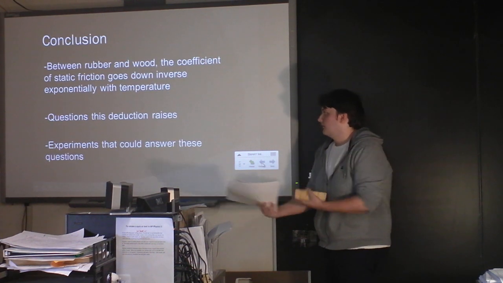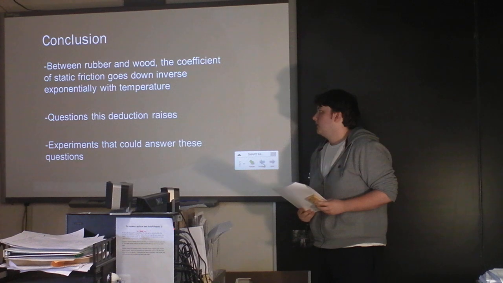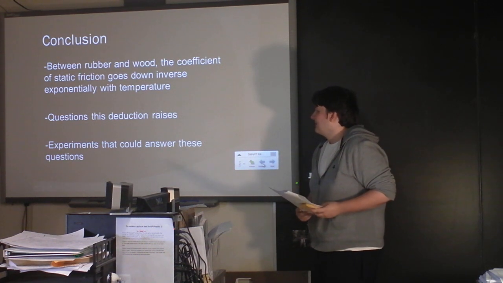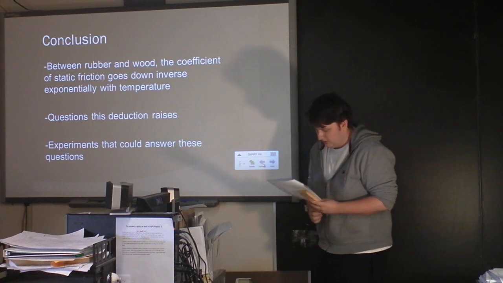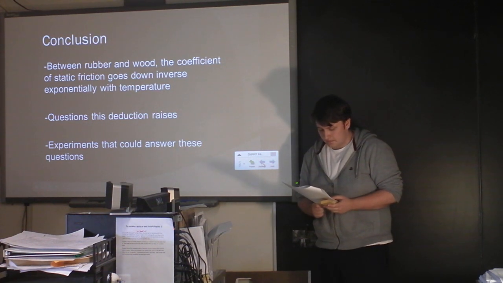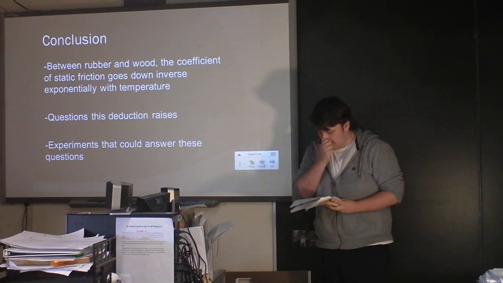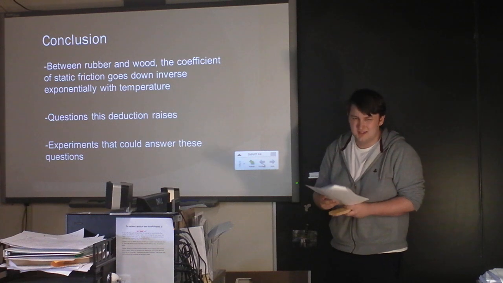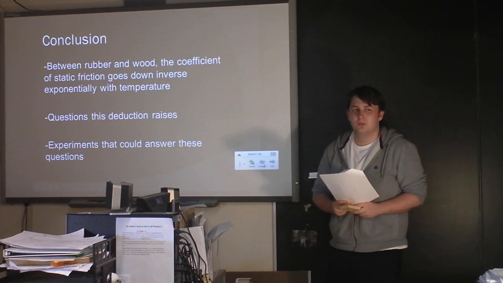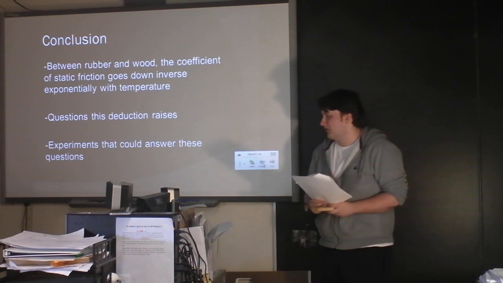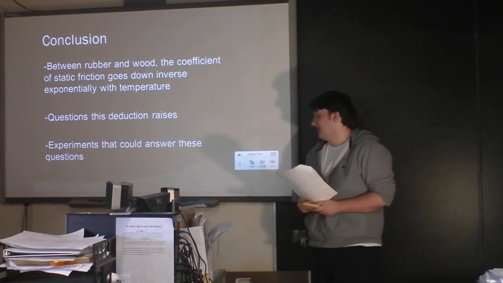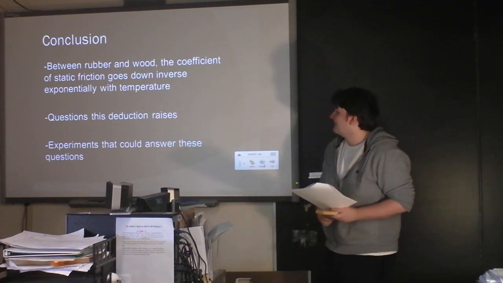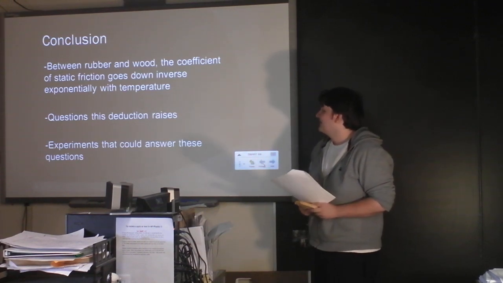So the conclusion: between rubber and wood, the coefficient of static friction goes down with temperature. I'm gonna go back on what I said about inverse exponentially. And this raises a lot of questions, like if it gets really cold, then the coefficient of static friction would probably be above 1, which would mean it's really sticky, which I don't know why it would be sticky if it's cold. So I think it would probably max out somewhere at 0.9, at what temperature, I'm not gonna guess, that wouldn't be scientific.